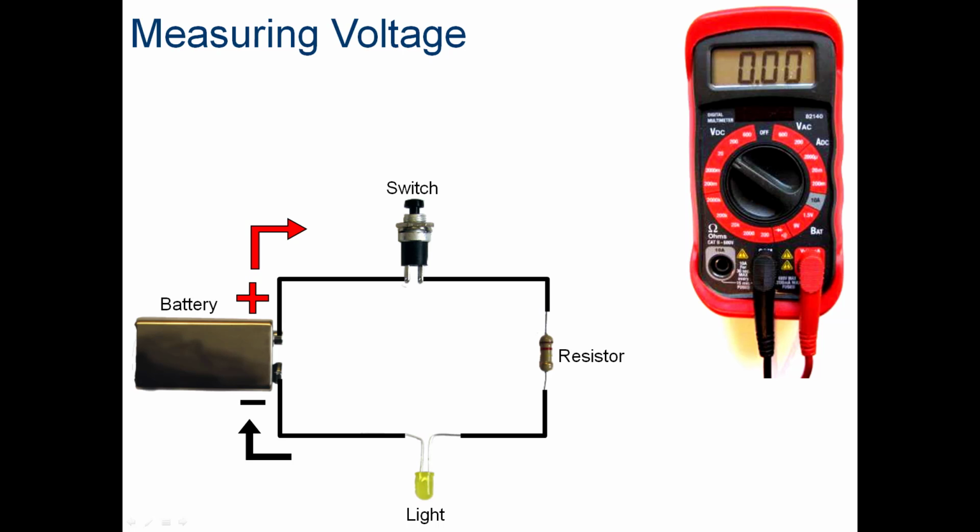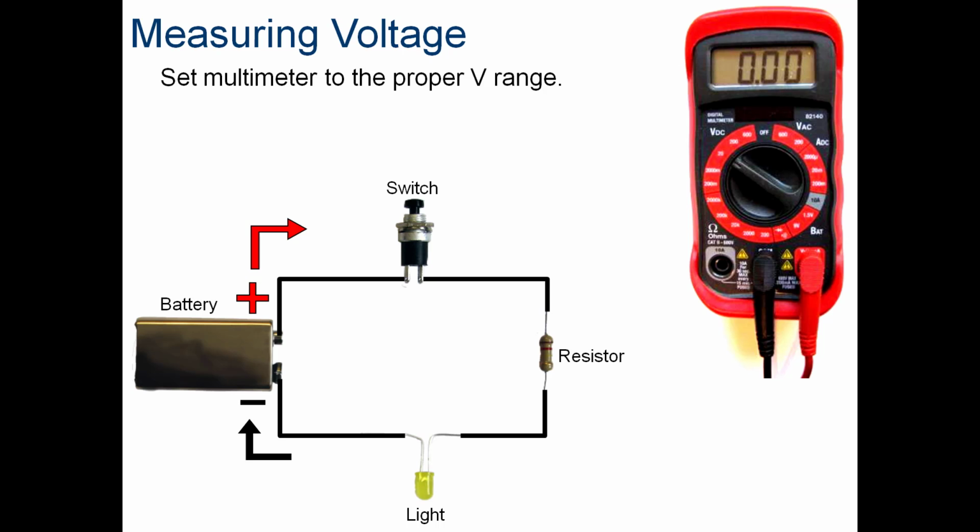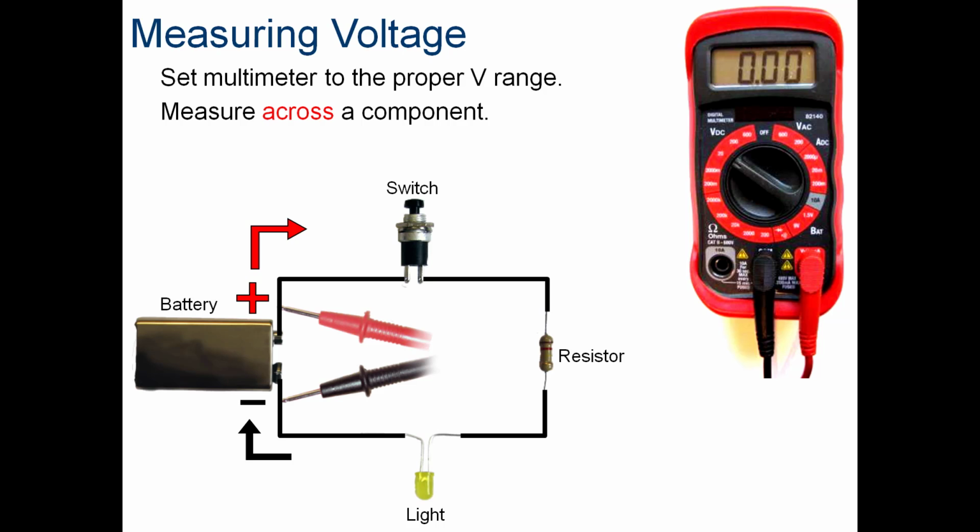So let's talk about measuring voltage. The way we measure voltage is we measure across items. I can measure across the battery, across the switch, across the resistor, or across the light. The first step is to set a multimeter, which is nothing more than a meter that measures voltage, current, and resistance. Set it to the volt range. In this instance, we're using 20 volts. It's a 9-volt battery. Measure across a component.